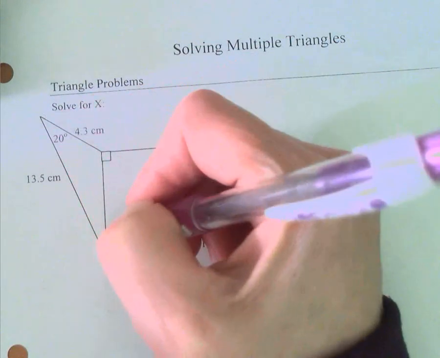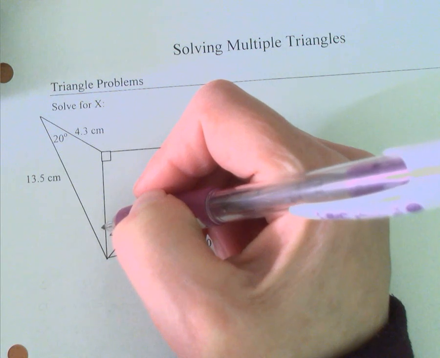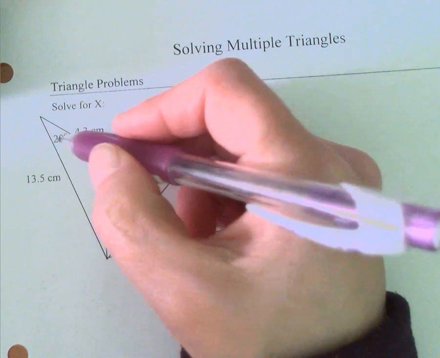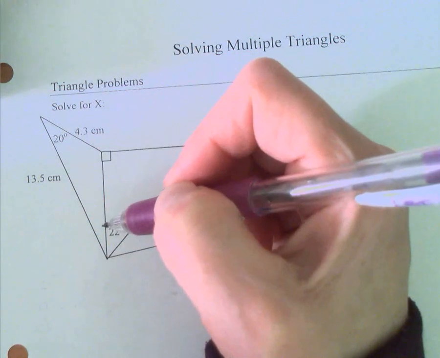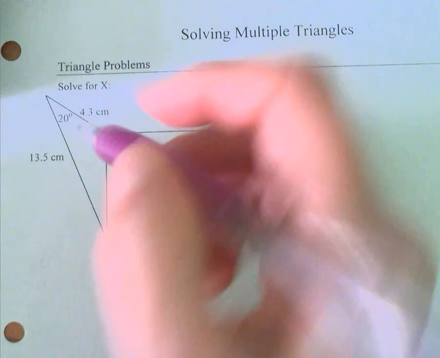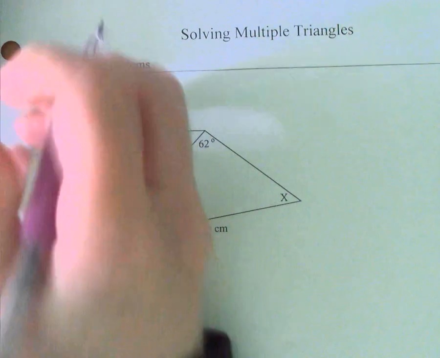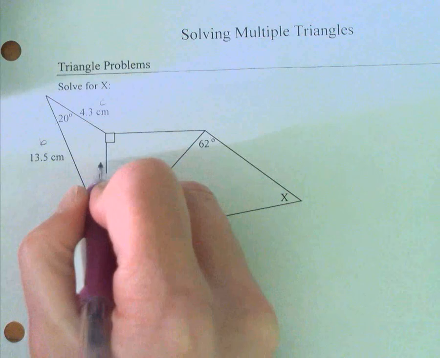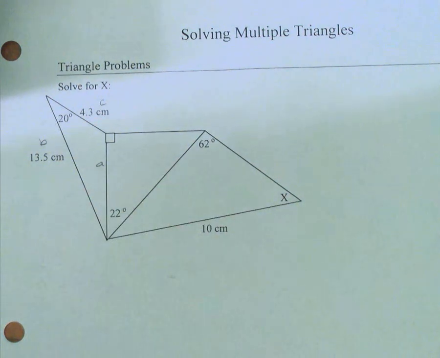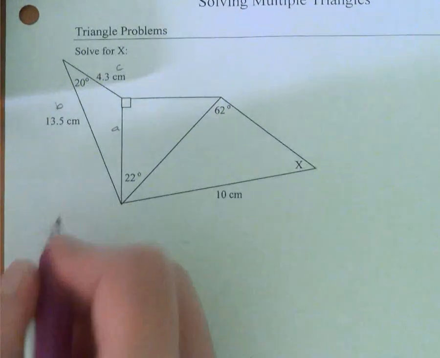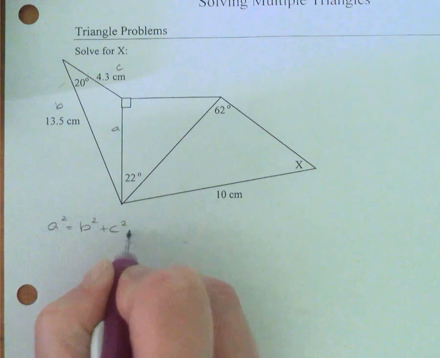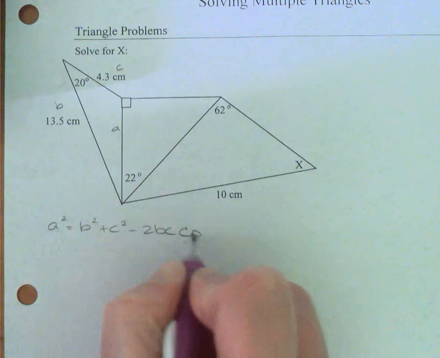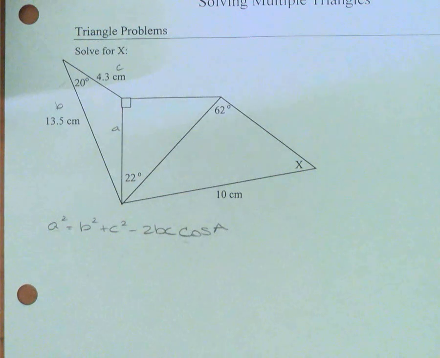If I look at this triangle, it's not a right triangle, so I can use sine law or cosine law. I have an angle contained within two sides, which means I'm going to use the cosine law. So what I want to do is maybe label the sides. I'm going to label this one B, C, and A. Then I can use the cosine law. So I can say that A squared is equal to B squared plus C squared minus 2BC cos A.